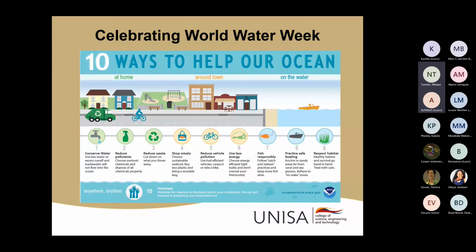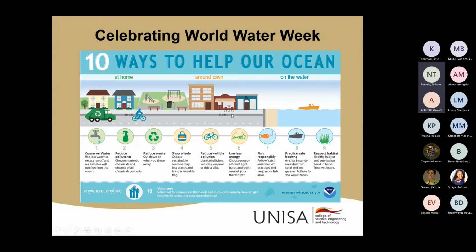So there are 10 ways to help our ocean. I'll focus on these 3. At home, one can conserve water, one can reduce their pollutants, and you can also reduce the amount of waste that you use, meaning that you can recycle your waste.